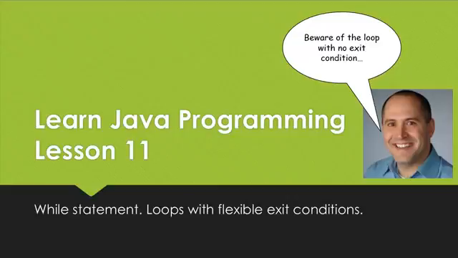This is Lesson 11 in our series where we learn to program in the Java language. Lesson 11 picks up where Lesson 10 left off with loops. In Lesson 10 we looked at the for loop. In Lesson 11 we'll take a look at the while loop and specifically how you can use this loop with flexible exit conditions. We'll look at three forms of the while loop: the pre-test, where the exit condition comes in the beginning of the loop; the post-test, where the exit condition comes at the end of the loop; and then the mid-test, where the exit condition comes wherever you want it to come.